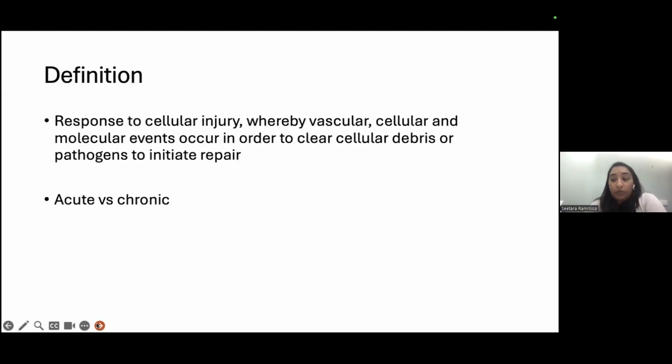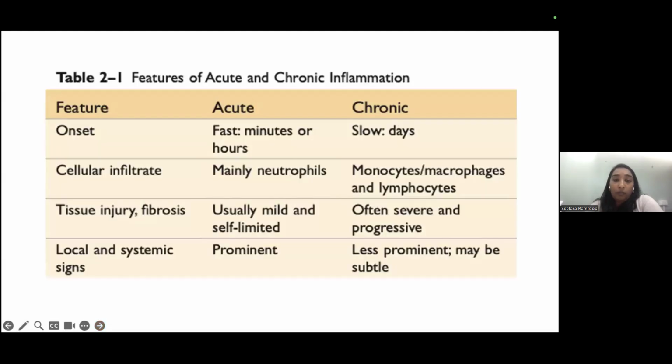So we start with a definition. Inflammation is a response to cellular injury where there are vascular, cellular, and molecular events which occur in order to clear cellular debris or pathogens in order to initiate repair. It can be acute versus chronic.